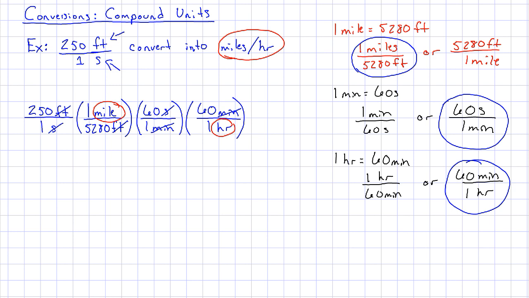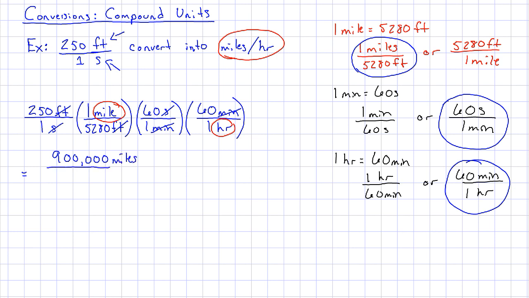What I need to do now is multiply everything through. So when we solve this, I'll start a new line here. Remember that when we multiply fractions, we multiply across the top and across the bottom. So what we're going to end up with here is 250 times 60 times 60. That's going to be in the numerator. So it's going to be a big number. 250 times 60 times 60, that's 900,000. And that is my miles.